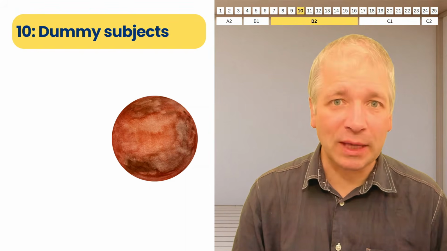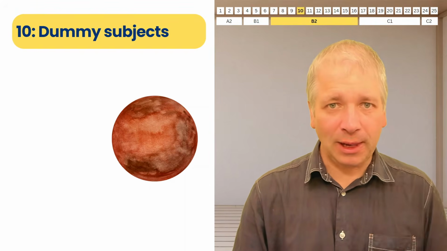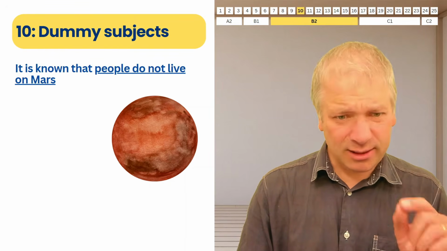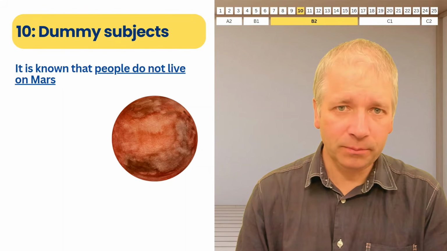Number 10 is dummy subjects. What do I mean by this? Well, look at the picture here. What can you see? This is the planet Mars, and it is known that people do not live on Mars.